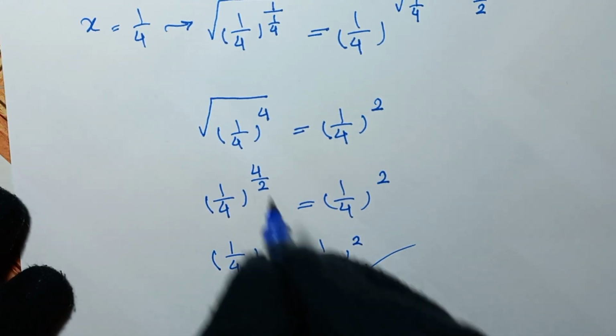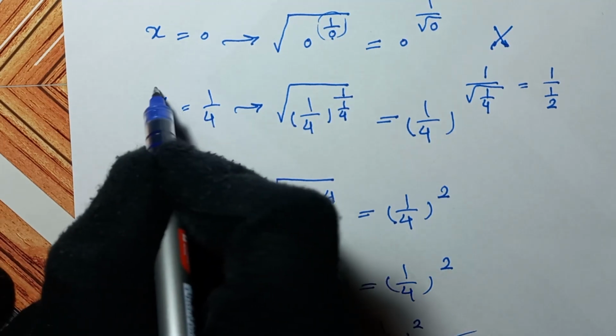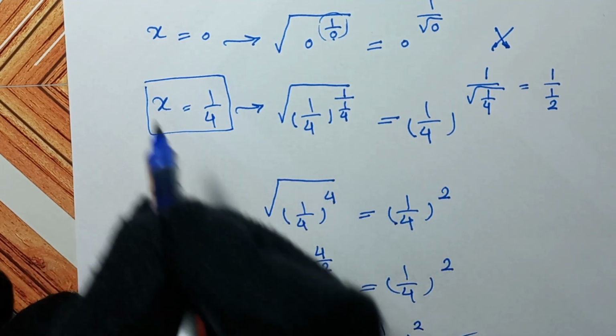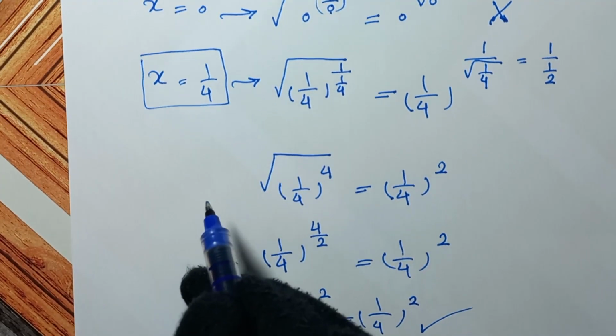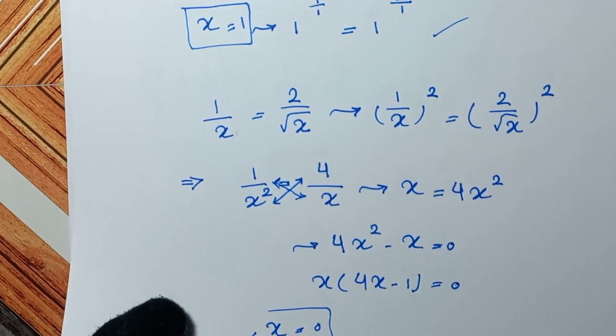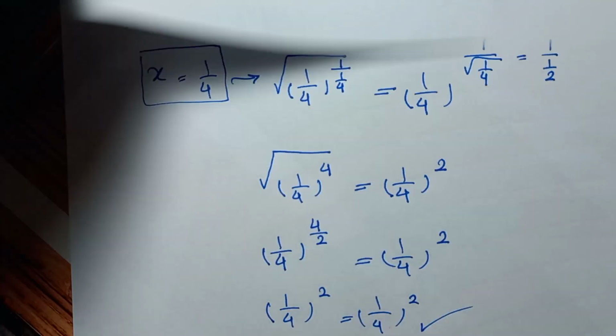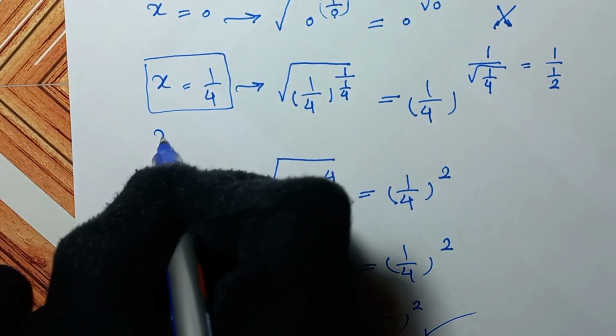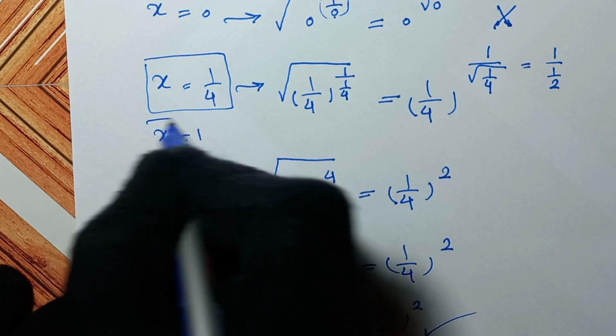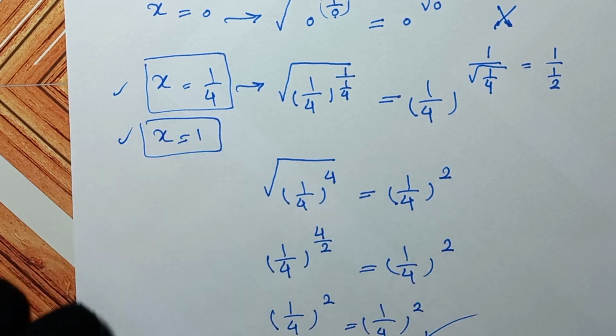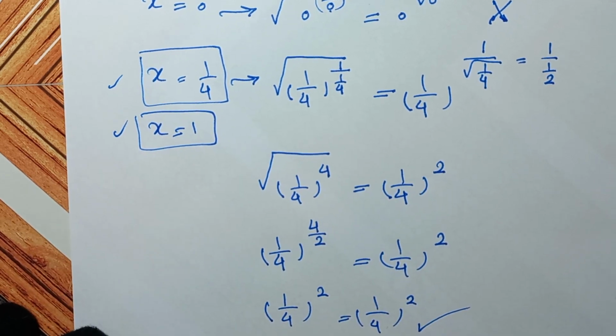So x is 1 over 4 is our second answer, and from here x is equal to 1 is our first answer, so we're writing here x is equal to 1, and this is our two answers.